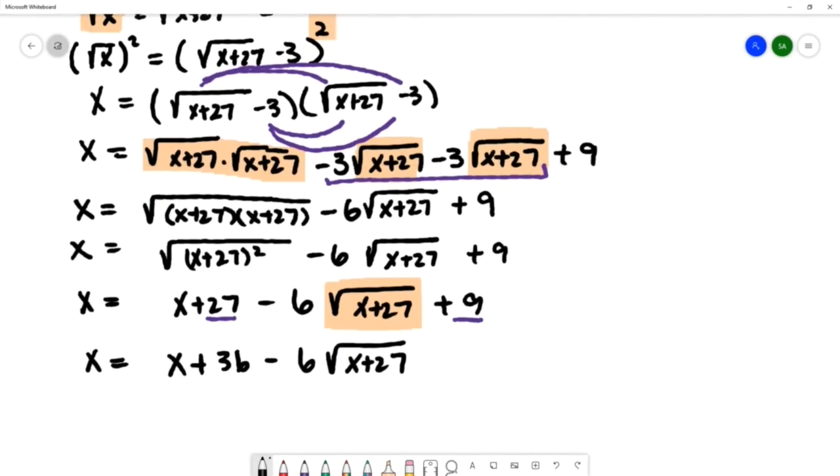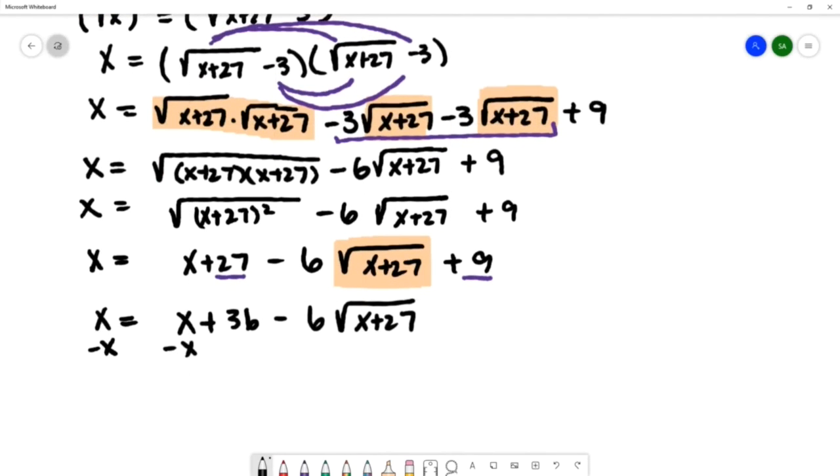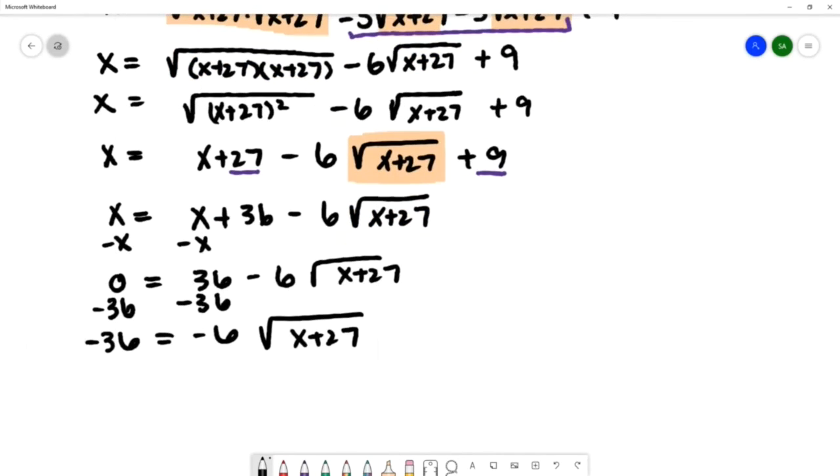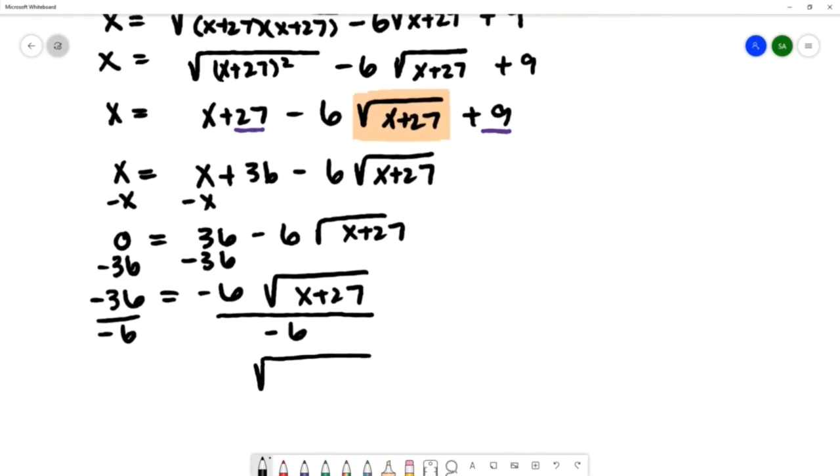So we have x plus 36 minus 6 square root of x plus 27. And I'm going to start isolating this radical by subtracting x on both sides. And that gives me 0 equals 36 minus 6 square root of x plus 27. I'm going to subtract 36 on both sides. That's negative 36 equals negative 6 square root of x plus 27. And then I'm going to divide by negative 6 on both sides. And I have square root of x plus 27 equals 6. So now I've isolated that radical.